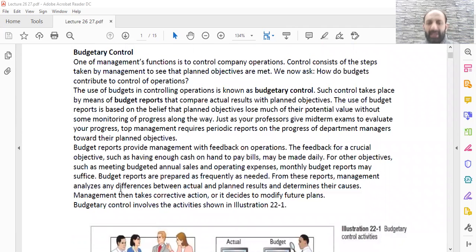Budget reports provide management with feedback on operations. The feedback for a crucial objective such as having enough cash on hand to pay bills may be made daily. For other objectives such as meeting budgeted annual sales and operating expenses, monthly budget reports may suffice. अब होता है कि when you make budgets, you make budgets for a lot of different activities, for a lot of different performance measures within the organization. हर एक को आप according to its priority, according to its importance, according to its relevance, आप हर चीज को उस frequency से monitor करते हैं.